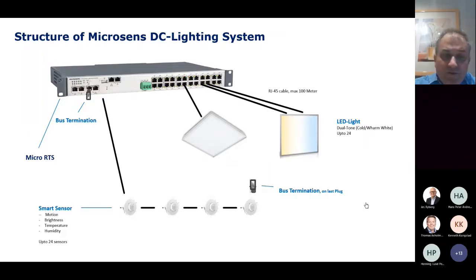What is also important to know is that the sensors connected to this device are based on a bus structure. The last one has to be terminated with a termination resistor, and in total you can run 24 sensors, each of which can be assigned to a luminaire, to a segment, or to a zone which is defined inside the application.